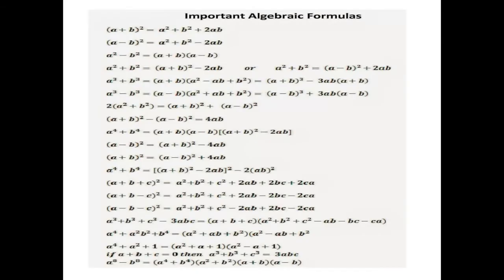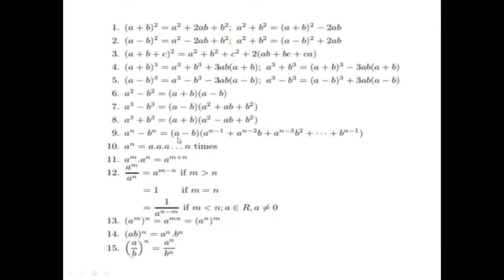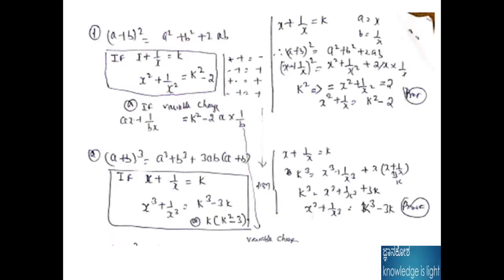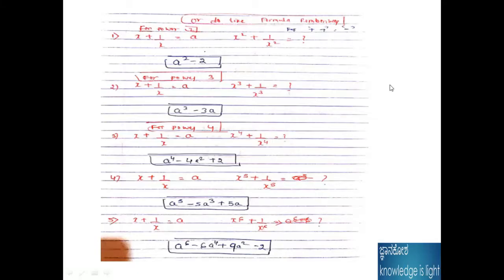For this kind of question, we need to know about the formulas. These are all the important formulas. Please note them down. If you are not aware of these formulas, please note them down and memorize them. Definitely it will be helpful for our government exam. This is the format: x plus 1 by x is equal to k, and x square plus 1 by x square is equal to k square minus 2. This is the format for this question.